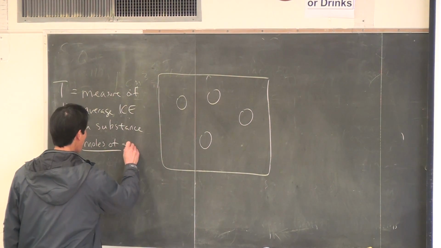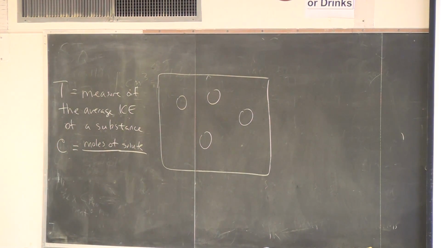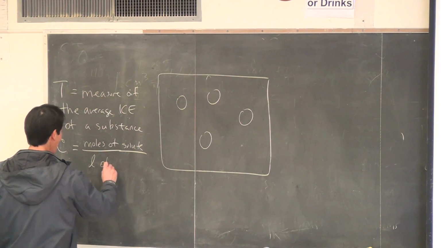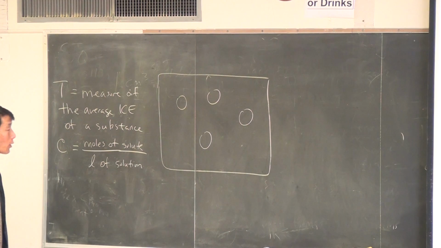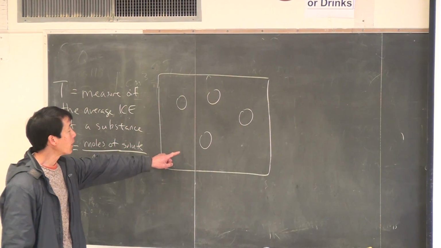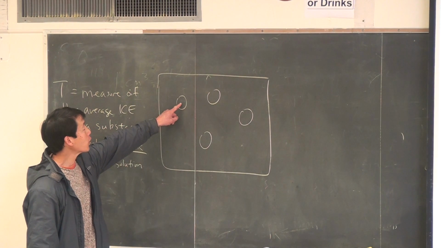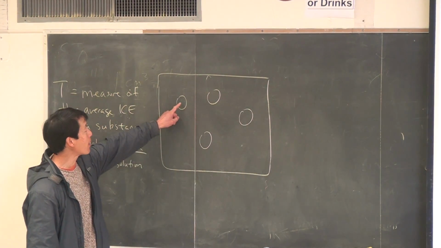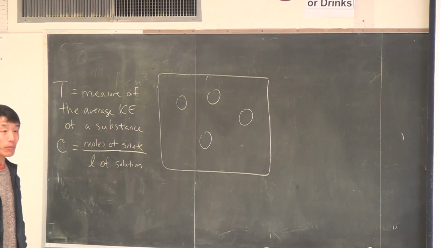Solute per liter of solution. So for example, in this case here, if we knew the volume of this reaction container and we knew how many solute molecules are present, we could figure out the concentration.